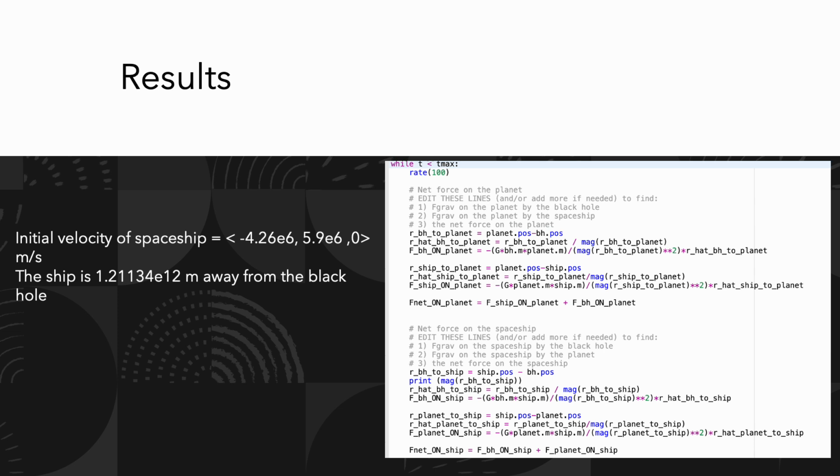So it's the same process: force of gravity on the spaceship by the black hole, and then force of gravity on the spaceship by the planet, and then the total net force, which is force of gravity on the ship by the black hole and force of gravity on the ship by the planet, and then the velocity, which I calculated. The initial velocity was negative 4.26 e6, 5.9 e6, 0, and the ship is 1.21 e12 meters away from the black hole.